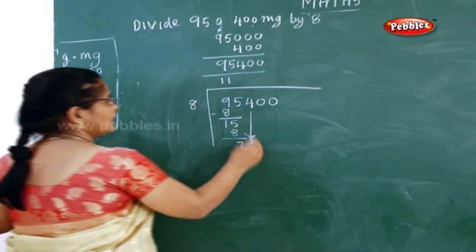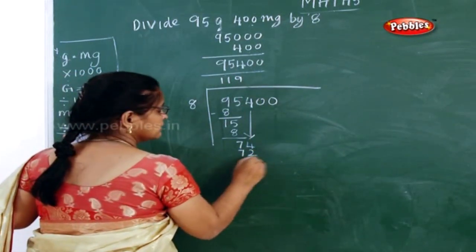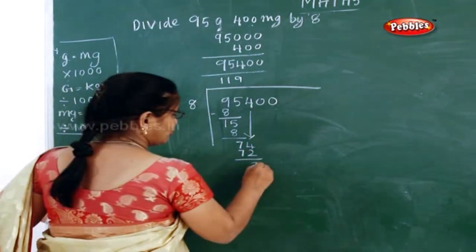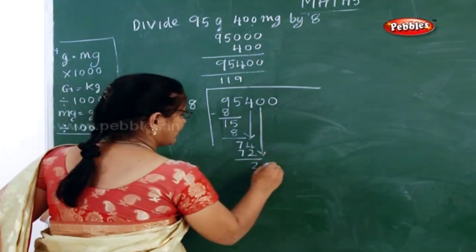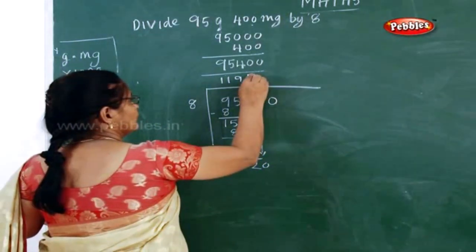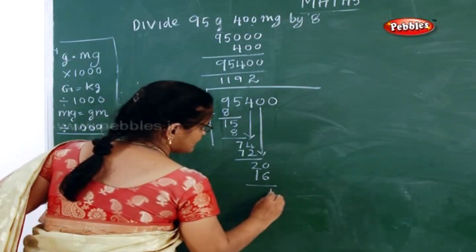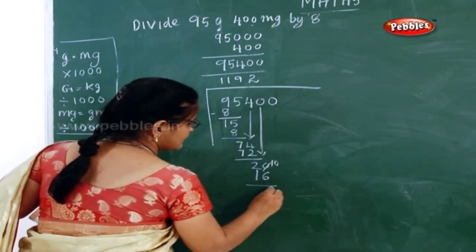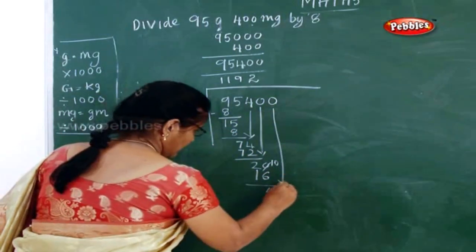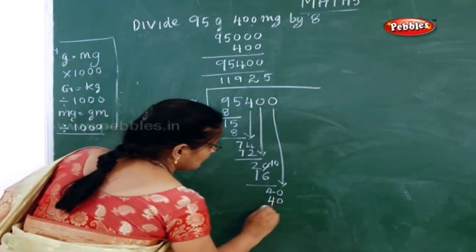Now 8 9s are 72. Now what you have to do here? 74 minus 72 is 2. Again this 0 you are bringing here. Now 8 2s are 16. Now you are bringing 0, minus 6 is what? This will become 10, so 10 minus 6 is 4. So 40. This 0 again you are bringing here. So 40, 8 5s are 40.